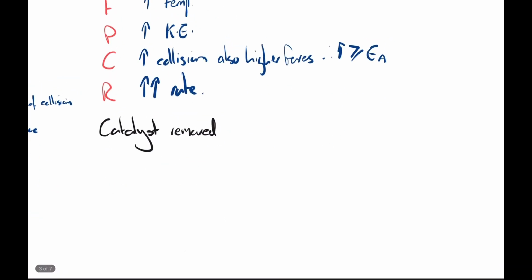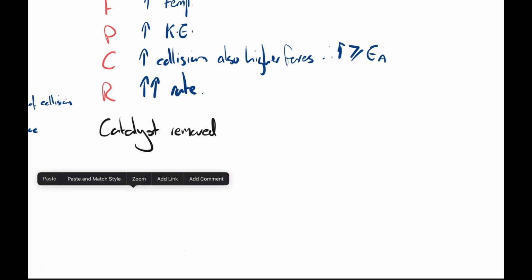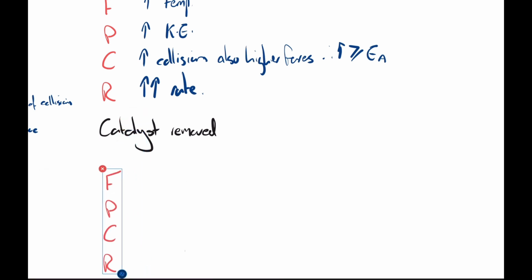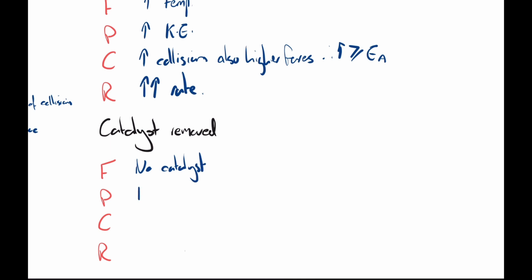And last one, catalyst removed. This structure falls down a little bit for catalyst removed, but we can just about use it. So no catalyst. But I was going to say higher activation energy. Less collisions have the activation energy. Therefore lower rates.